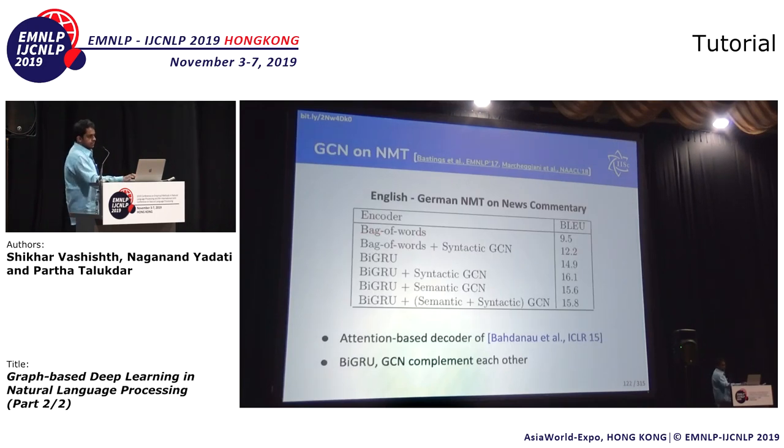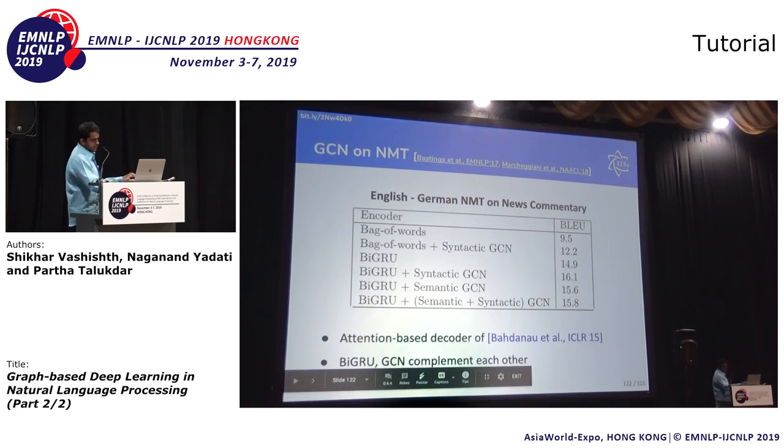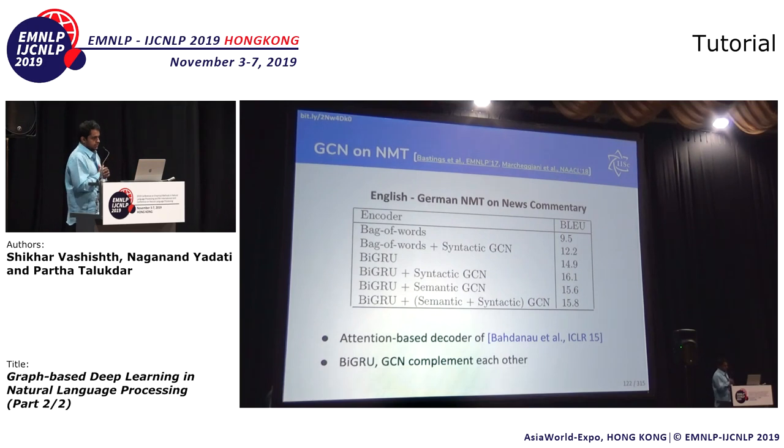As we can see in these experiments, we have a bag of words baseline. We have bag of words plus syntactic GCN. We have a bi-gated recurrent unit baseline. And then we have BiGRU plus syntactic GCN, BiGRU plus semantic GCN, and BiGRU plus both semantic and syntactic GCN. As we can see, we can achieve slight improvements over BiGRU based baselines. And the best method turns out to be BiGRU plus syntactic GCN, which gives 16.1, right? And then again, the main takeaway here is that BiGRU and GCN complement each other in terms of representations for machine translation.